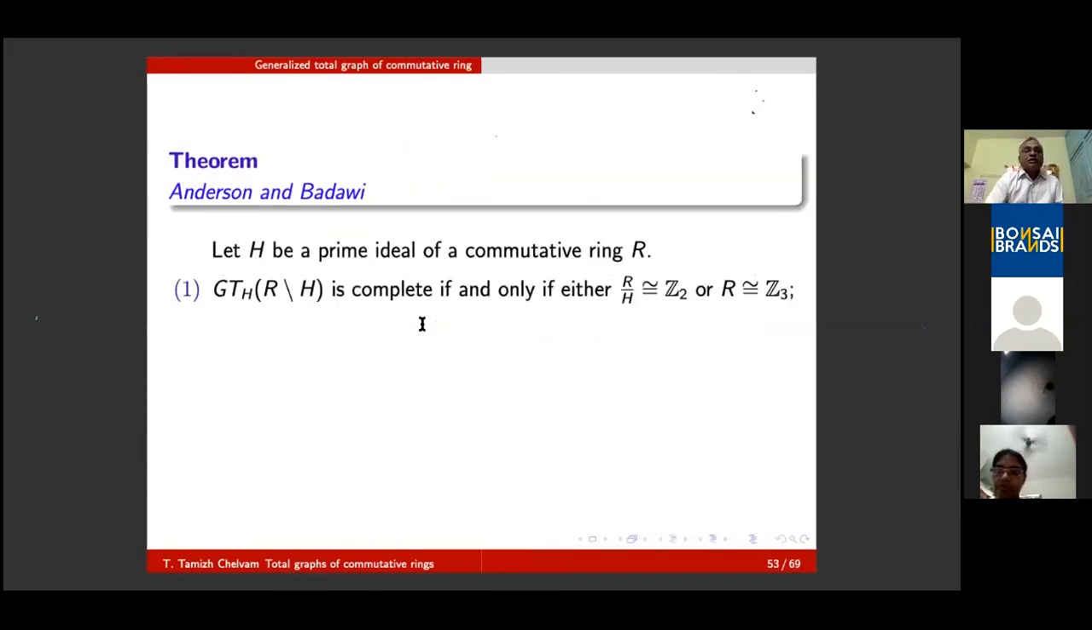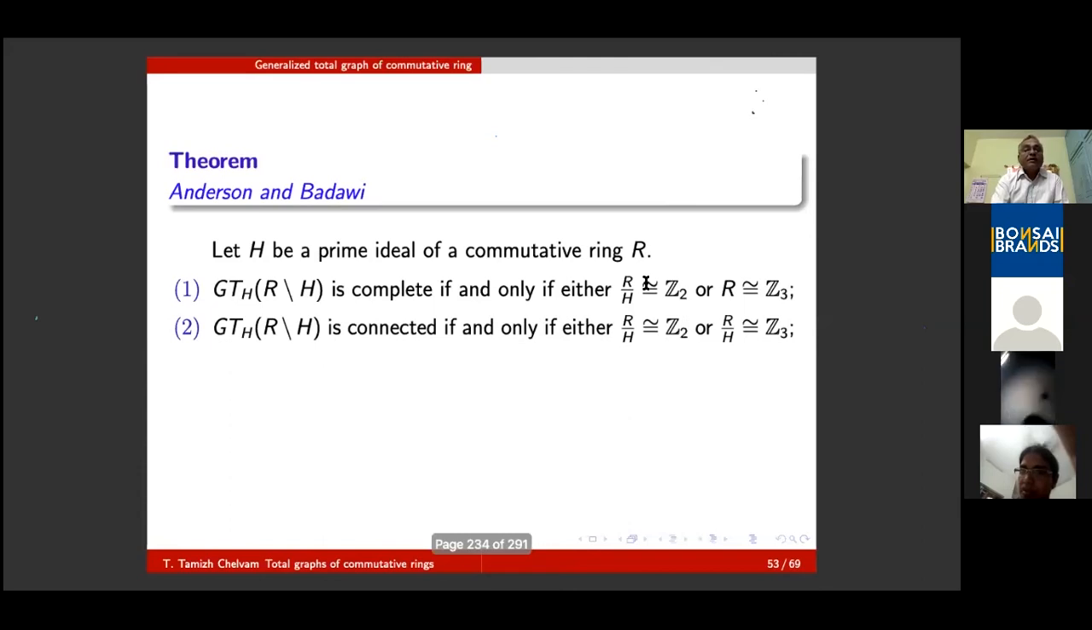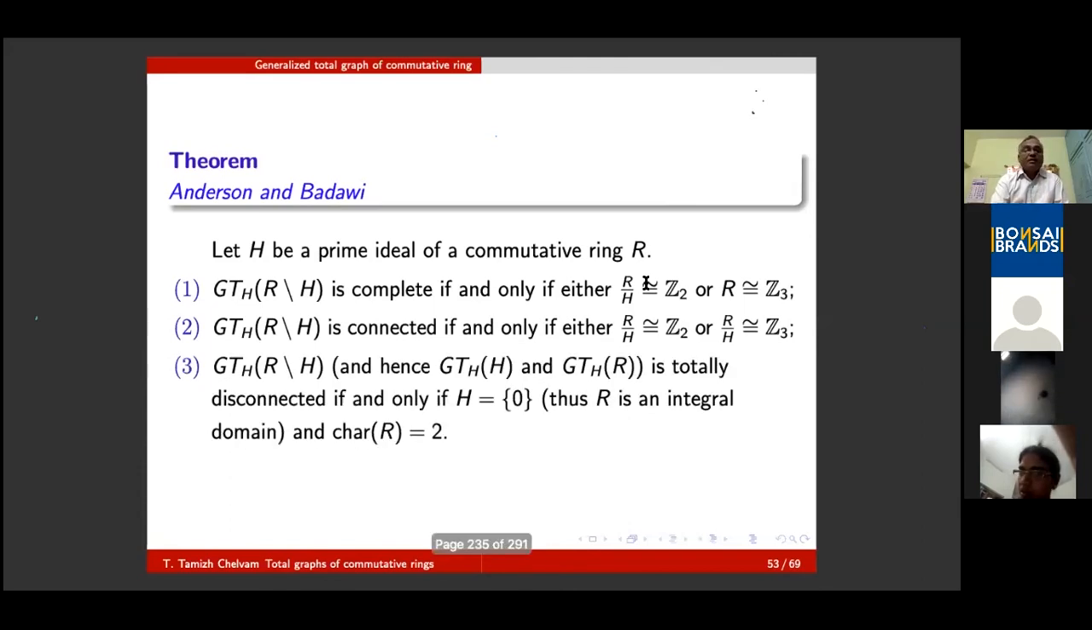And of course, Anderson and Badawi in 2016, in a paper published in the Journal of Algebra and Applications: if H is a prime ideal, then the generalized total graph of the complement set is complete if and only if a condition is obtained, connected if and only if a condition is obtained, and totally disconnected if and only if a condition is obtained.